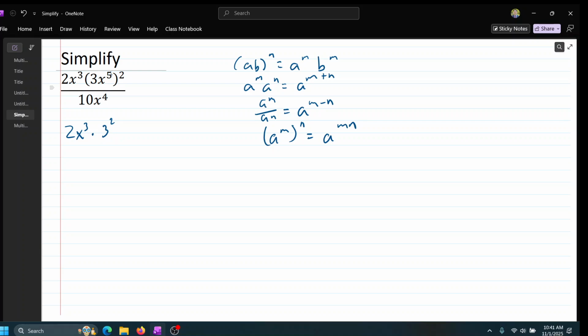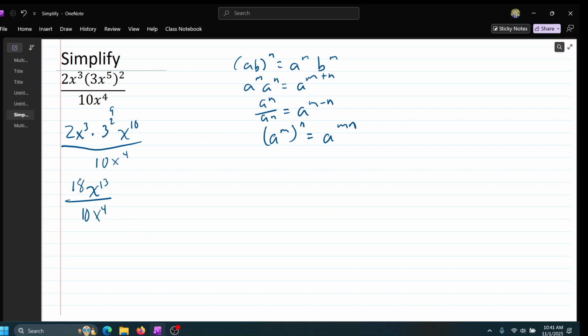So this will be x to the fifth squared, so that'd be x to the 5 times 2, so that'd be x to the 10th, all over 10x to the fourth. Now let's see, 3 squared, that's 9, so that'd be 9 times 2, so that'd be 18. Now x cubed times x to the 10th, like we said, we'd add their exponents, so that'd be x to the 13th, all over 10x to the fourth.